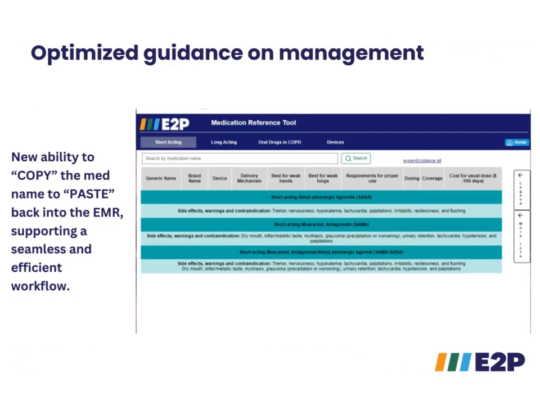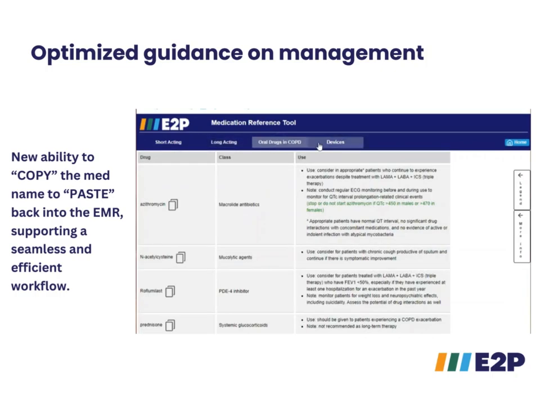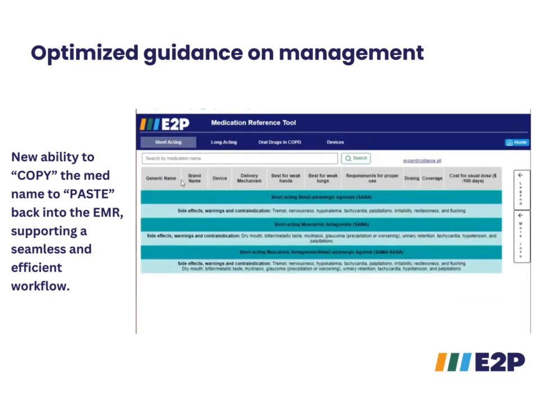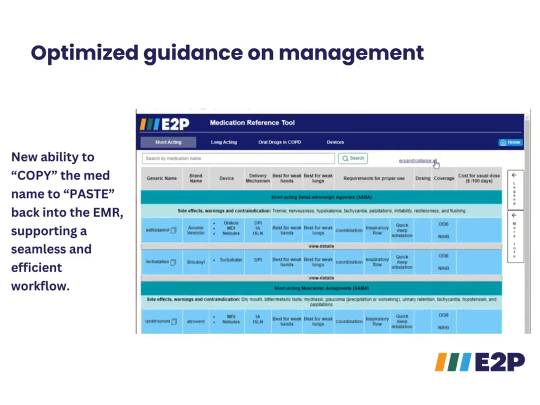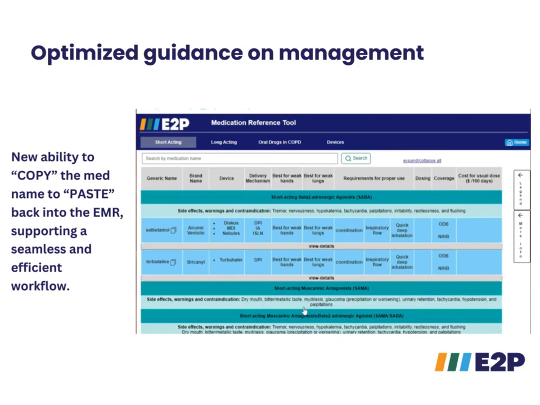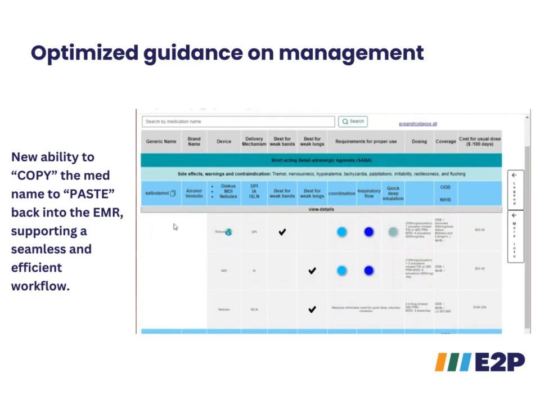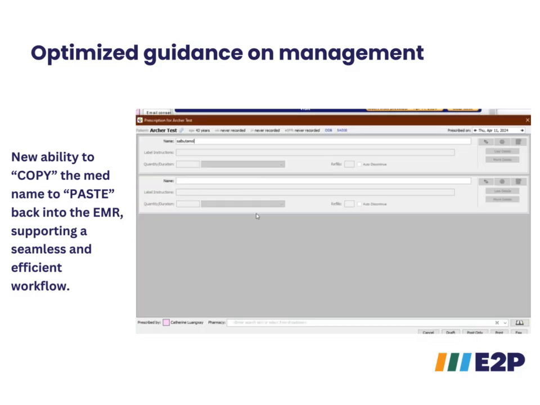The medication reference tools have been very prominent companions among the tools in the E2P repository. The COPD medication reference tool was created to provide more information concerning cost, coverage, optimal utilization, side effects, recommended dosing, and so on. New to the reference tool is the opportunity to copy the med name and bring it back into the EMR for efficient prescription writing.